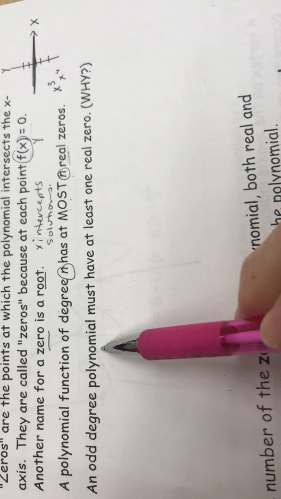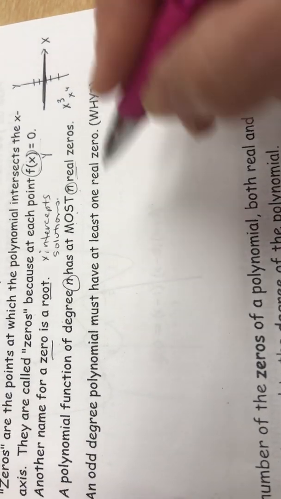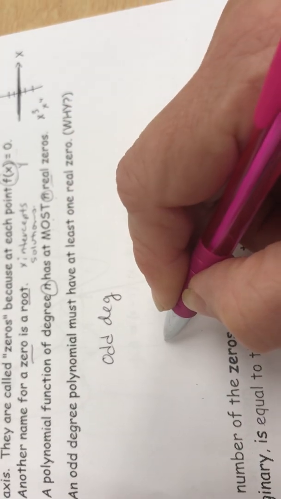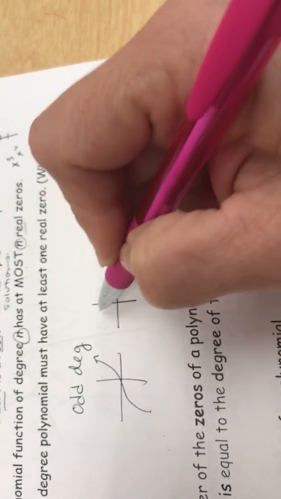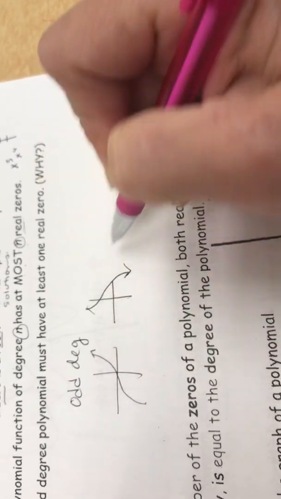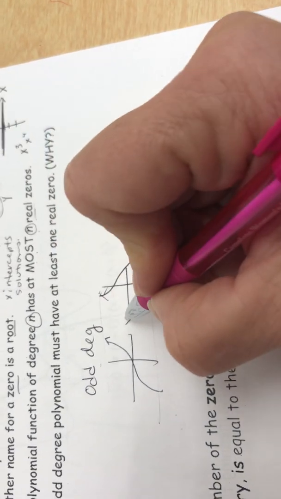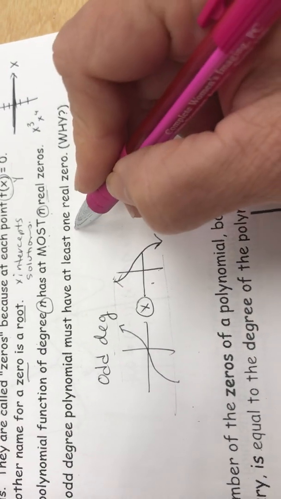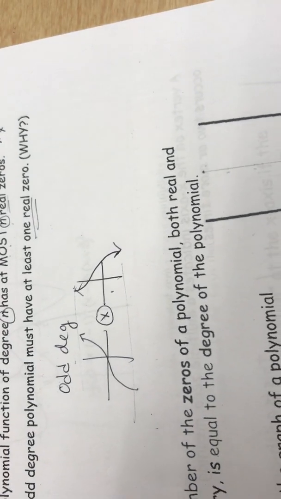An odd degree must have at least 1 zero. Why? Well, what did we talk about with an odd degree? An odd degree means it starts low and ends high, or it starts high and ends low. Regardless, if we're starting at the top and moving to the bottom, or starting at the bottom and moving to the top, didn't you have to go through the x-axis? And if you have to go through the x-axis, then you must have at least 1 real root.